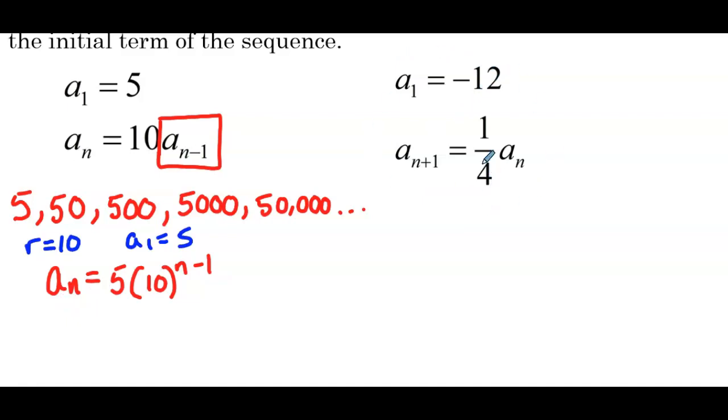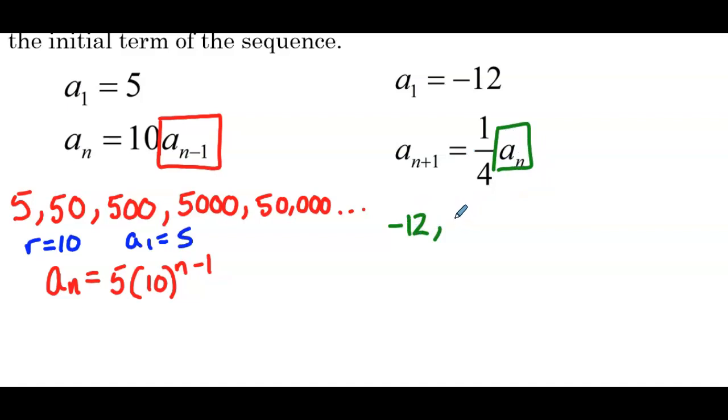Our next recursively defined sequence, we have a sub 1 equals negative 12. A sub n plus 1 equals 1/4 times a sub n. Okay, so our first term is negative 12. And then we're going to multiply the previous term by 1/4 to get the next term in the sequence. Right, that's the relationship between a sub n plus 1 and a sub n.